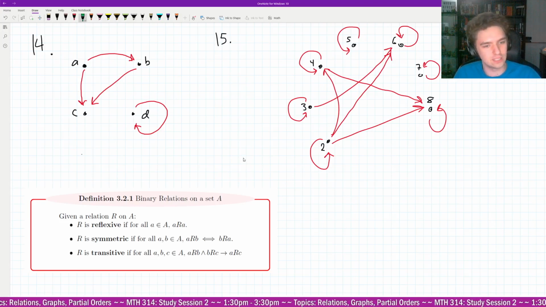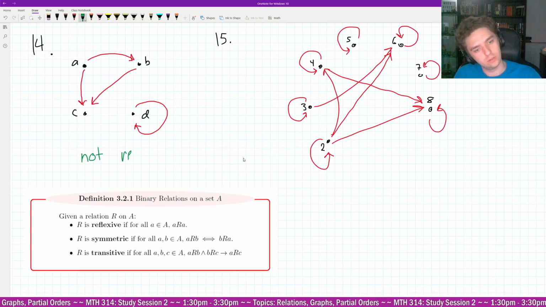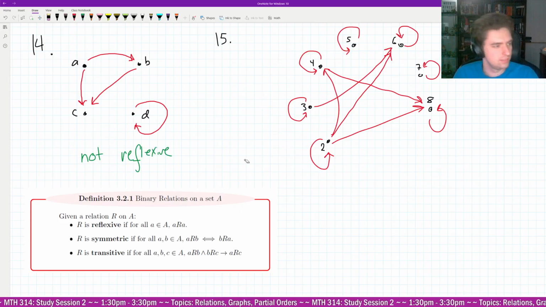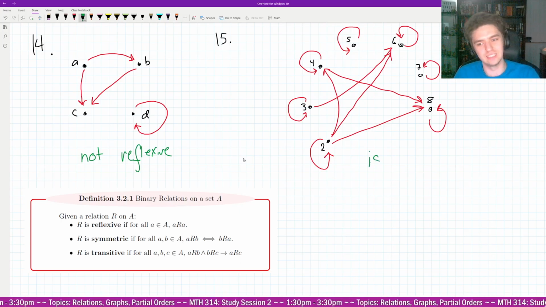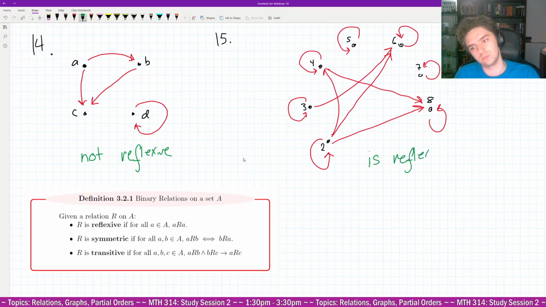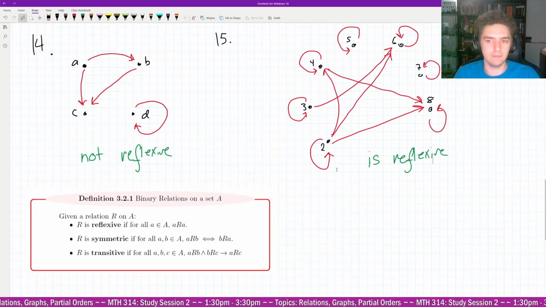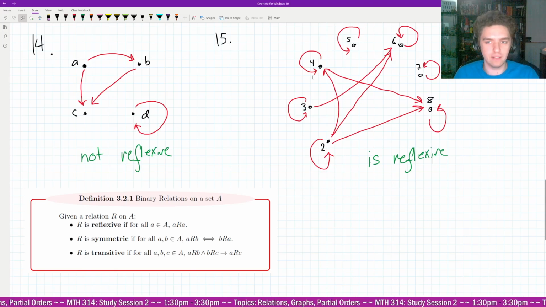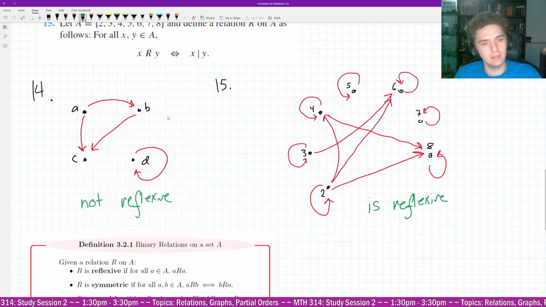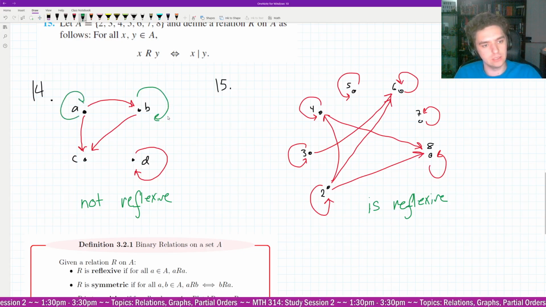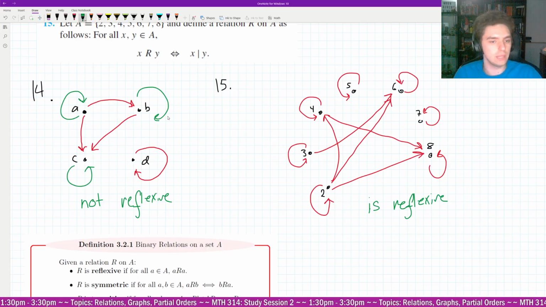No, right? This is not reflexive. Is this one reflexive? Hannah, you got this one? What do you think? Yeah, it's reflexive, right? Okay, good. Yep, that's right, because every element is related to itself here. So here we could make the first one reflexive by adding these relations, and now it's reflexive. But without that, it's not reflexive.